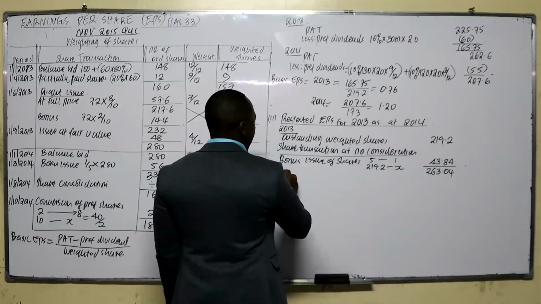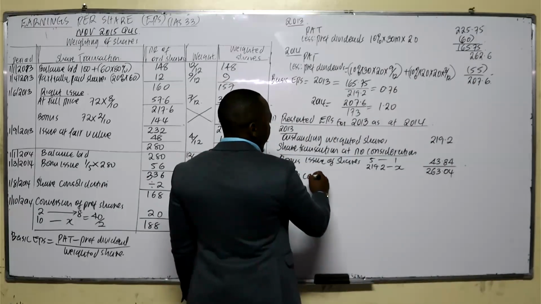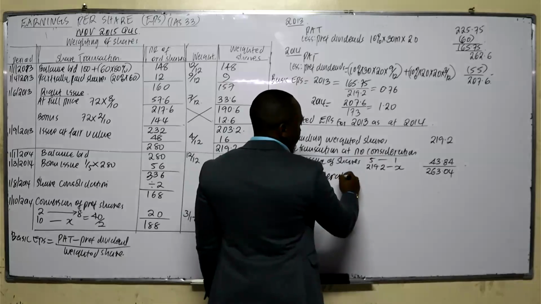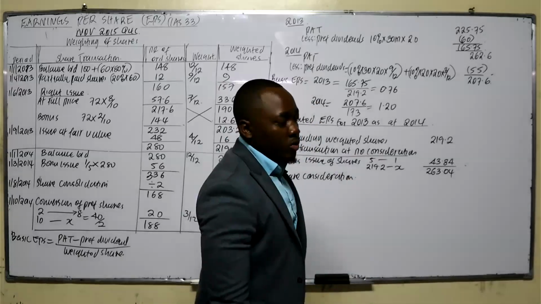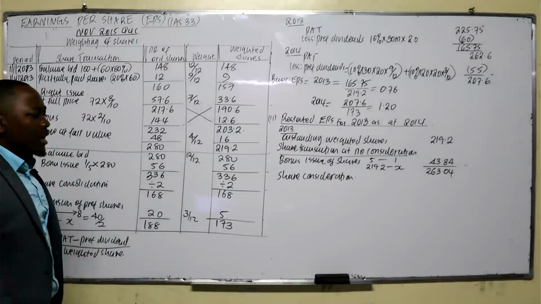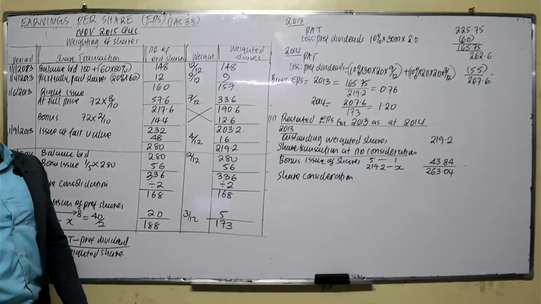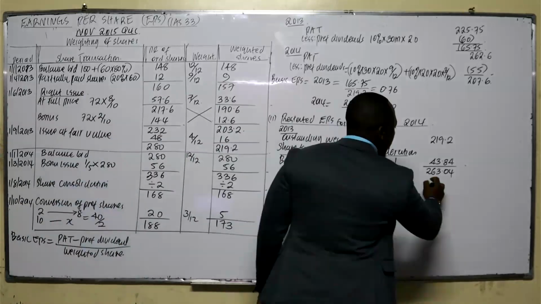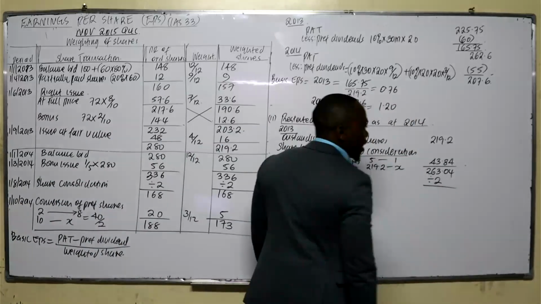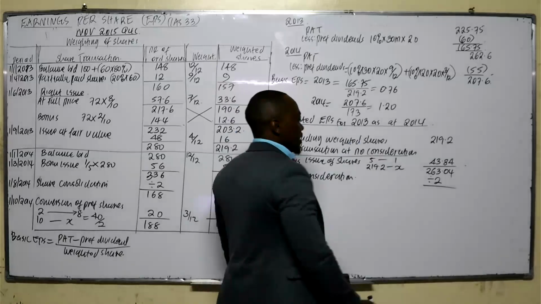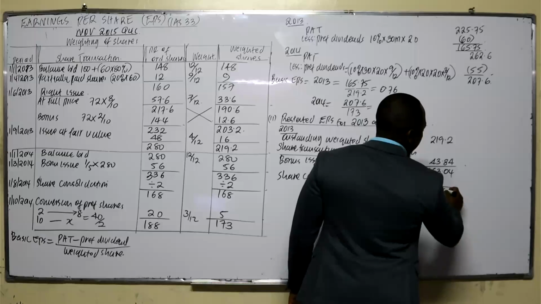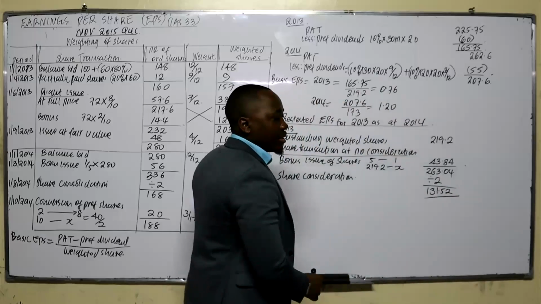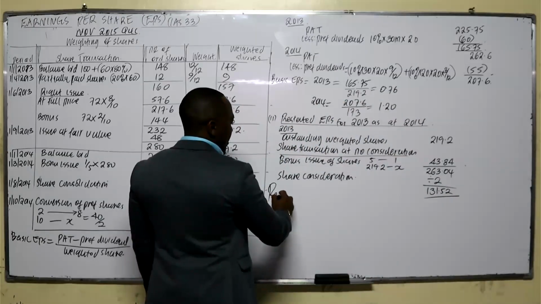So what did we have? We had share consolidation. What were the terms? For every 2, you get 1, right? You don't have to read the question, everything is here. So you just divide by 2. Now we consolidate. How many shall you be having? 131.52.